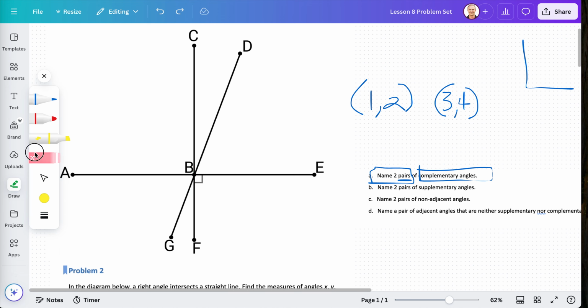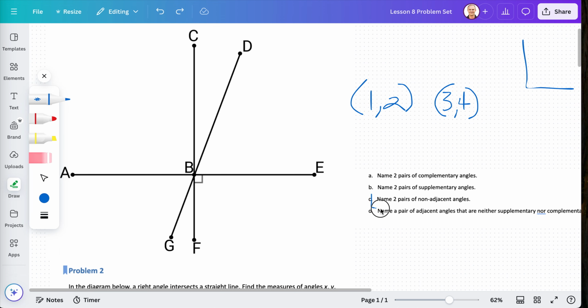Okay, name two pairs of supplementary angles. Again, two pairs. I'll give you one pair. But a supplementary angle, so complementary angles add up to 90 degrees. Supplementary angles add up to 180 degrees. So I could say ABF and FBE add up to 180 degrees. Can you find another pair?